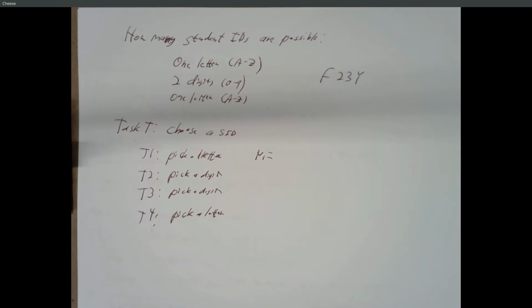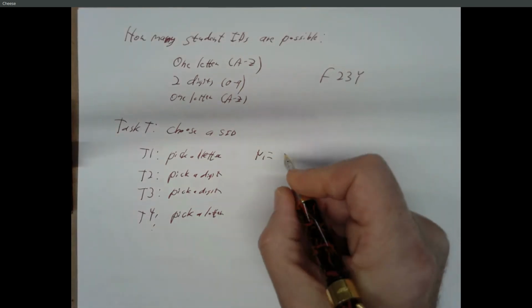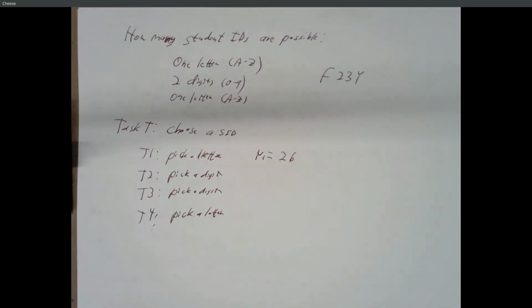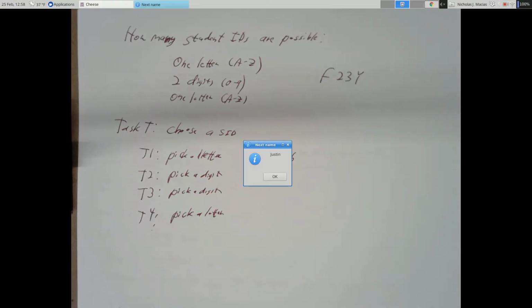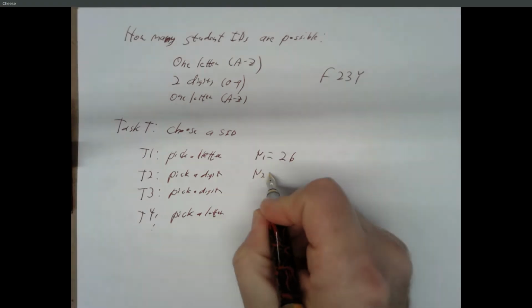How many ways can we choose a letter? 26. Right, there's 26 possible letters. If our whole task T1 is pick a letter, there's 26 ways you can do that. Right? All right, Justin, how many ways can we pick a digit?